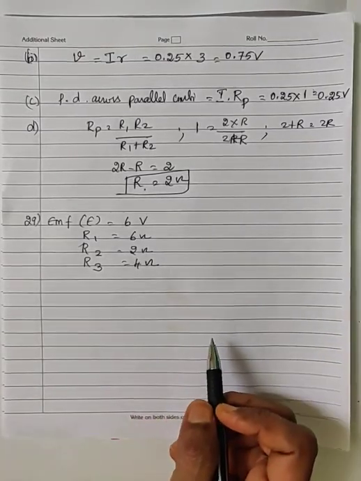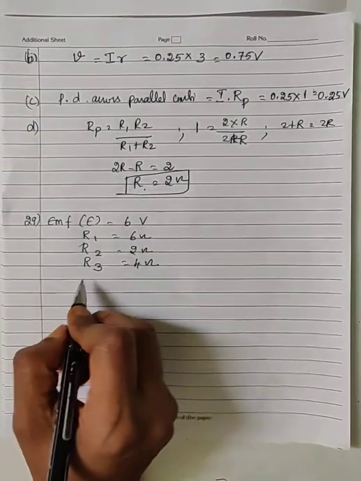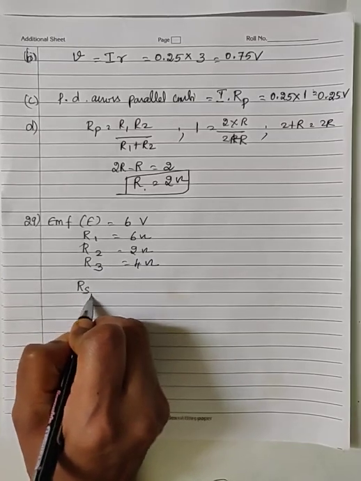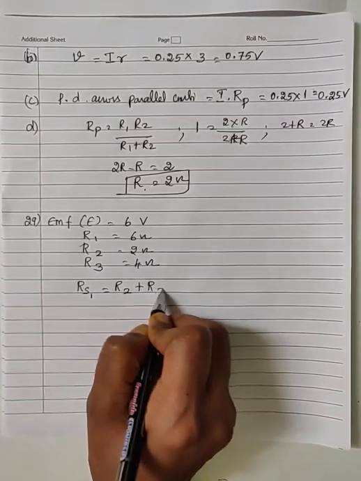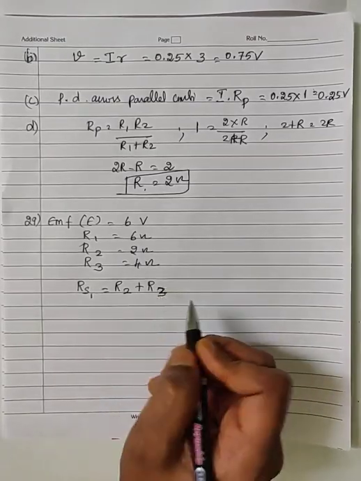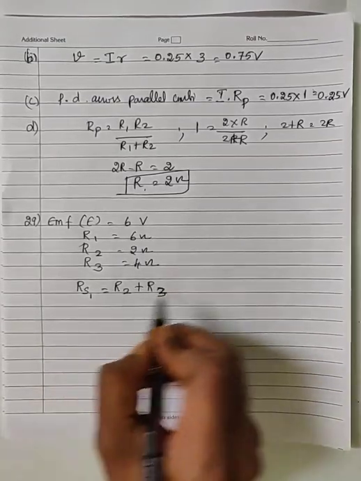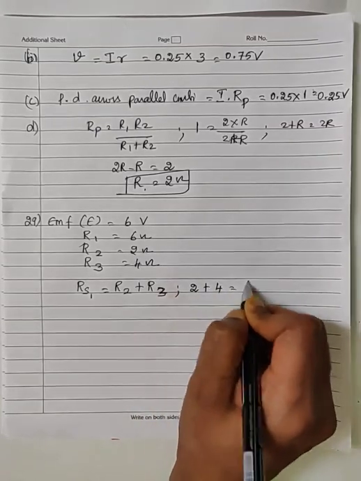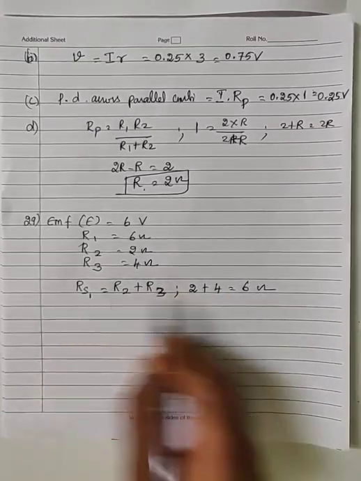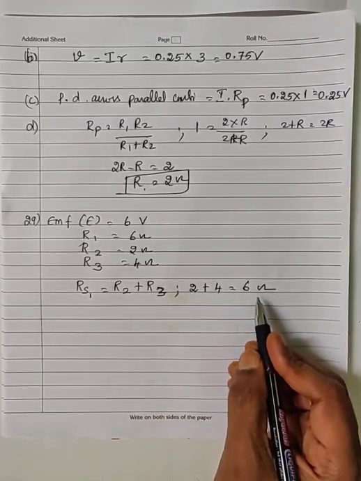In this circuit diagram, R2 and R3 are connected in series. So I can write RS1 is equal to, when two resistors are connected in series, the effective value of the resistor is equal to the sum of the two resistors which are connected in series. R2 is equal to 2, R3 is equal to 4. So 2 plus 4 is equal to 6 ohm. So RS1 is equal to 6 ohm.